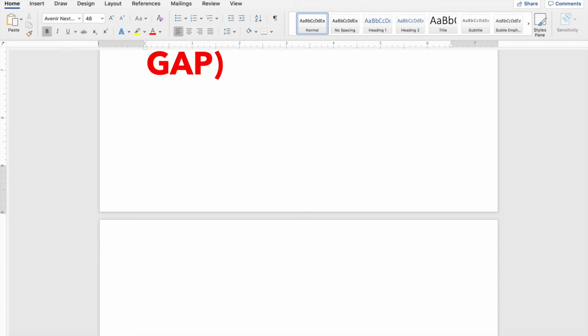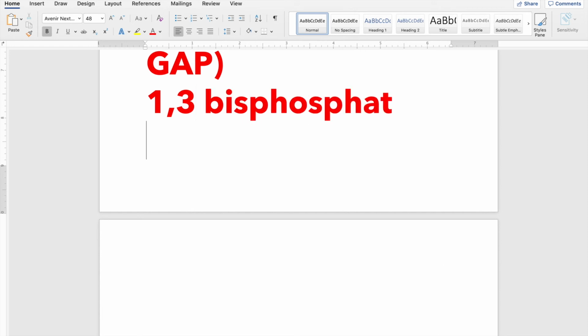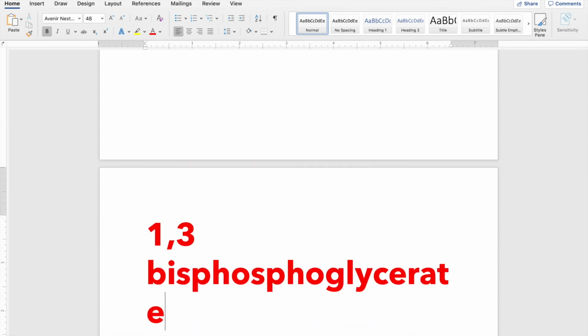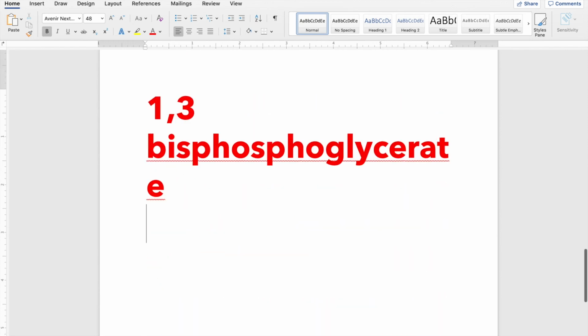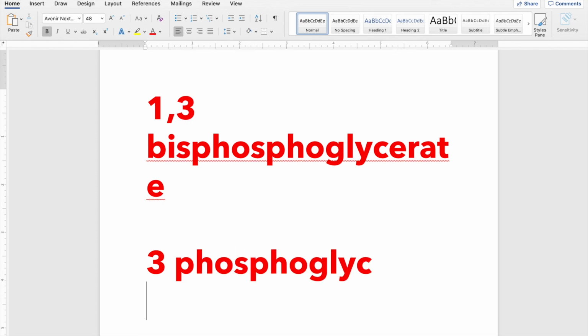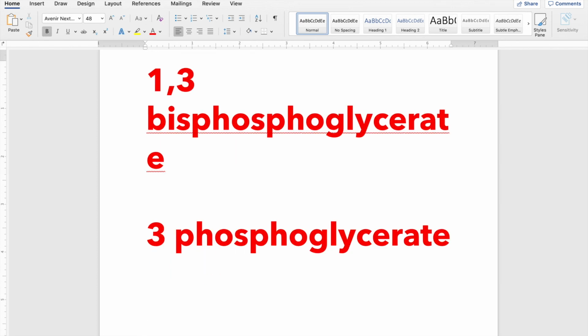So then we convert our GAP into 1,3-bisphosphoglycerate. And so it's 1 and then it's 3. So then we just take off one phosphate and we turn it into 3-phosphoglycerate. 132, remember that number, it's our game number.